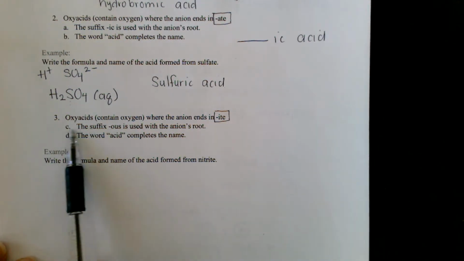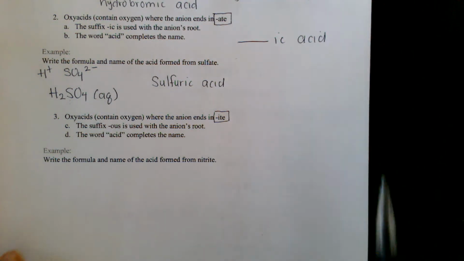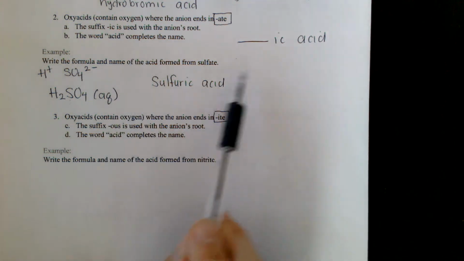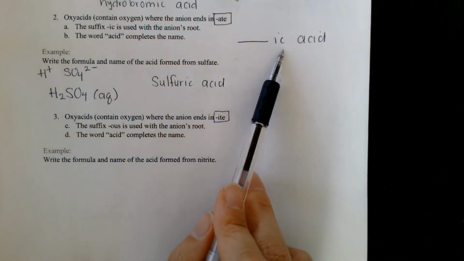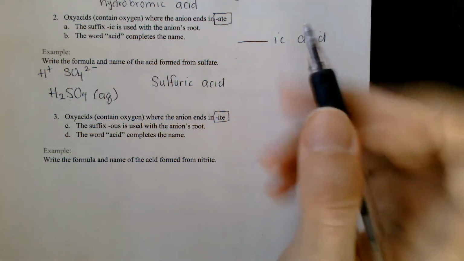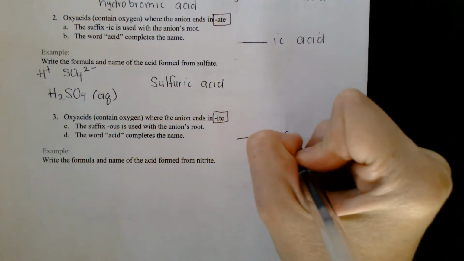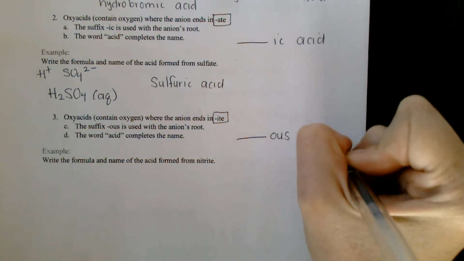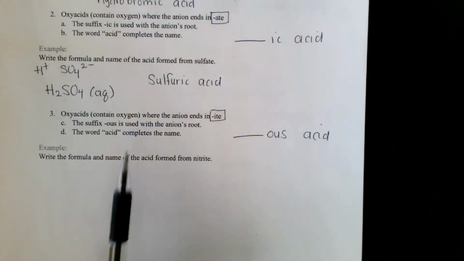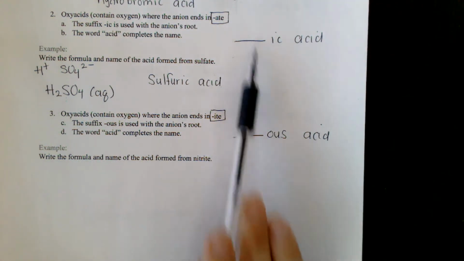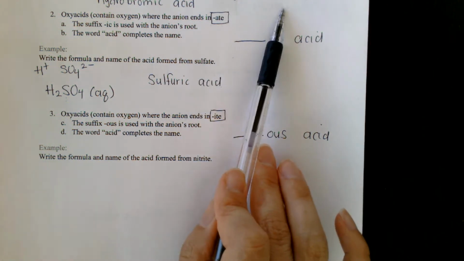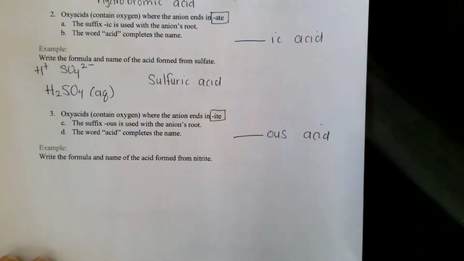Okay, so next we have the ite variety. So for the ite variety, instead of using the suffix ic, we're going to use the suffix us. So the general template for this is blank-us acid. Okay, so blank-us acid. We're not using the hydro. Hydro is only for that first type of acid we talked about.